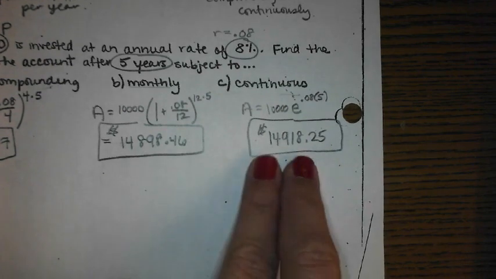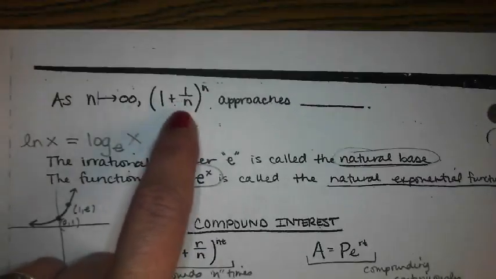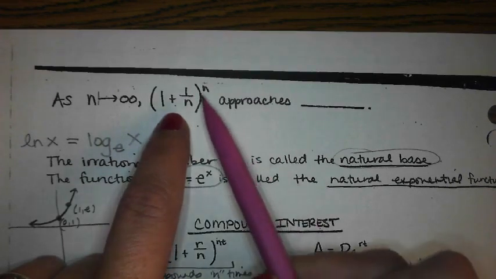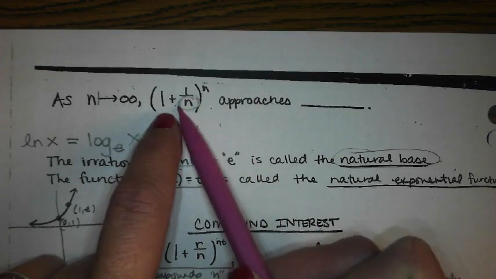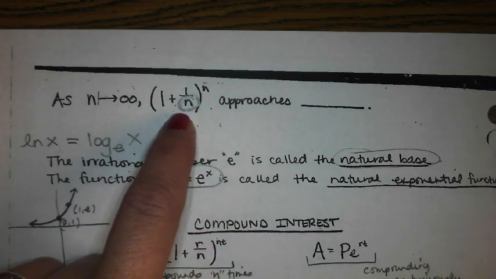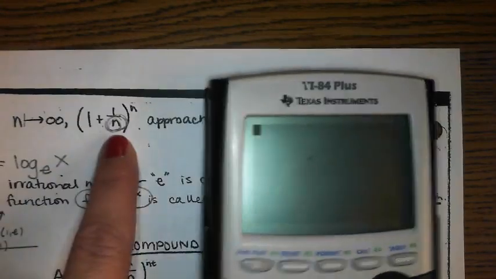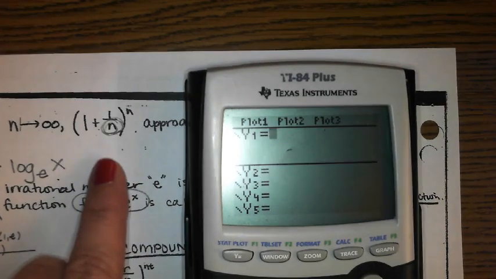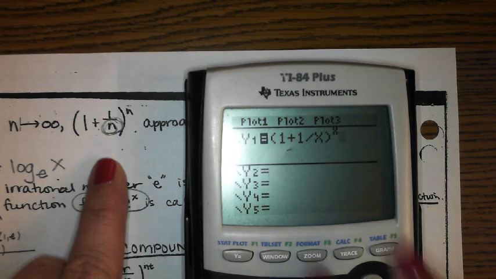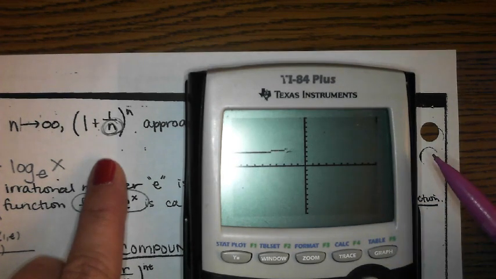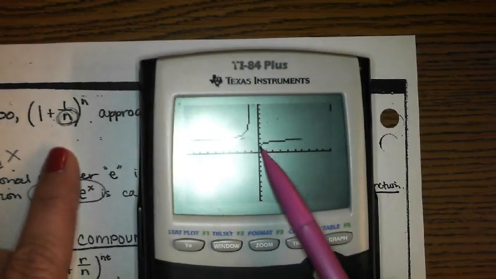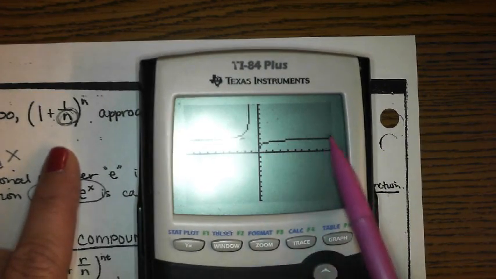Because, look at this. Now back to this point. No matter how many times you compound, let's say you compounded 1,000,000 times. Let's look at that function and see what happens as n approaches infinity. If I do 1 plus 1 over x to the x power, and I look at what happens as that approaches infinity, this line is tracing along a horizontal asymptote, and guess where that horizontal asymptote is? E. Okay, 2.7 something.